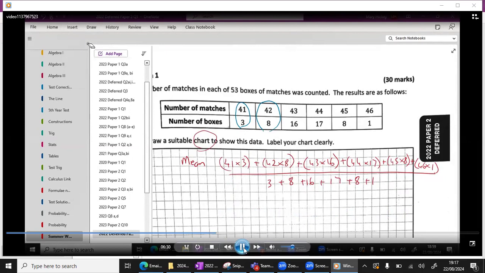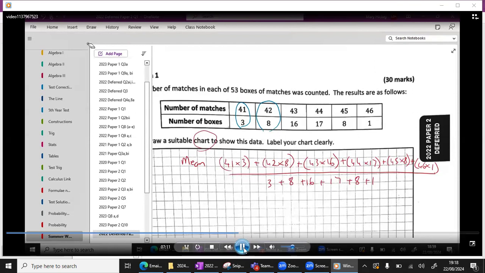So I'm doing my 41 times 3 plus 42 times 8 plus 43 times 16 plus 44 times 17 plus 45 times 8 plus 46 times 1, and then underneath the line 3 and 8 and 16 and 17 and 8 and 1.